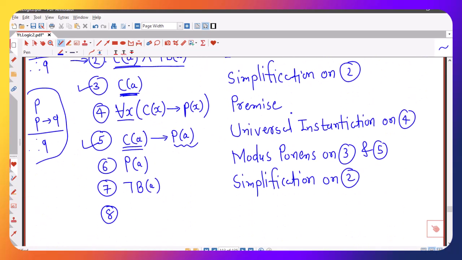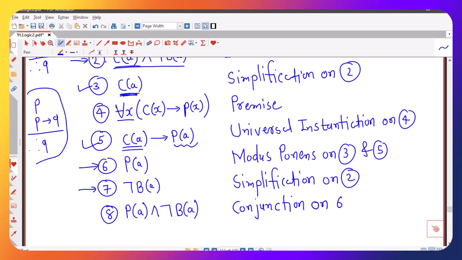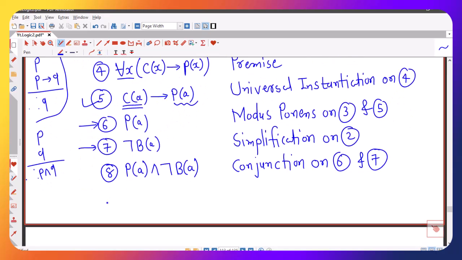So now you can see we can apply conjunction on step number 6 and 7, and we will obtain P of A and negation of BA. So what we have applied? We have applied rule of inference known as conjunction on 6 and 7. Conjunction says that whenever I have two propositions P and Q, then I will have P and Q. This is conjunction rule of inference for propositions. So what we have obtained? We have obtained that there is some x for which Px and negation of Bx are true.